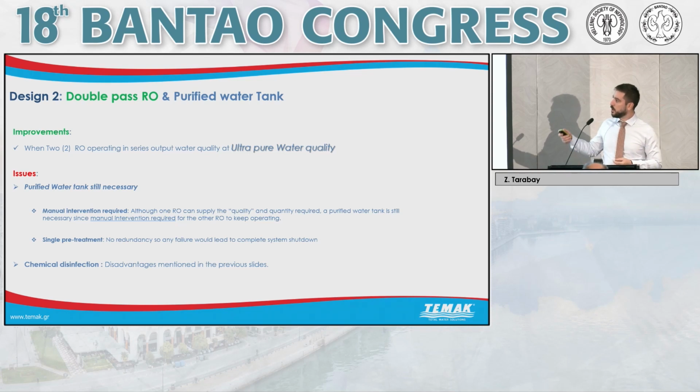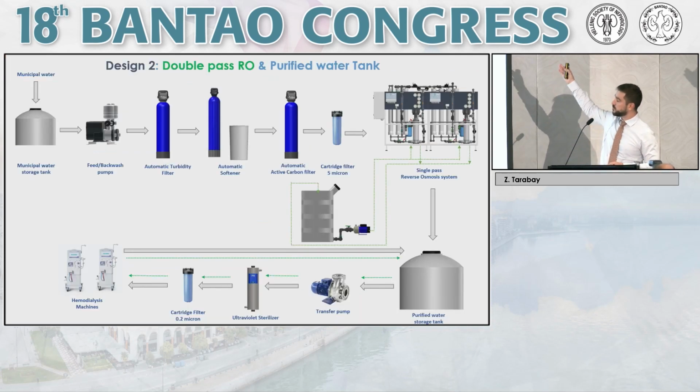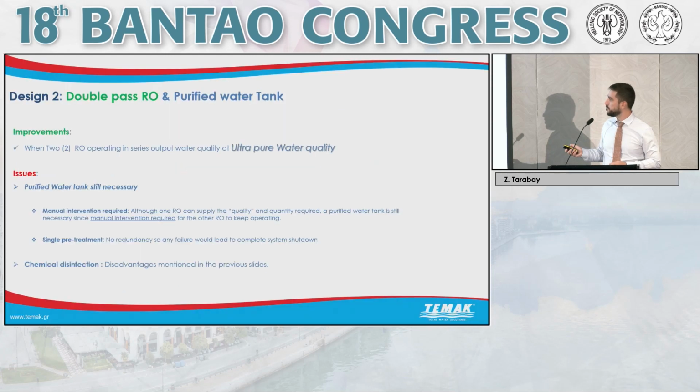However, all the other issues remained, that we required a purified water tank. Why? Because the RO itself, even though we have 2 ROs in series, and each RO is capable to provide the quality and the quantity, if one stopped or failed, it required manual intervention to have the other RO in operation. So this meant the system had to stop, and you still required the purified water tank. Also, we did not have any redundancy in the pretreatment. The other issue that remained in this design was that we still had chemical disinfection.